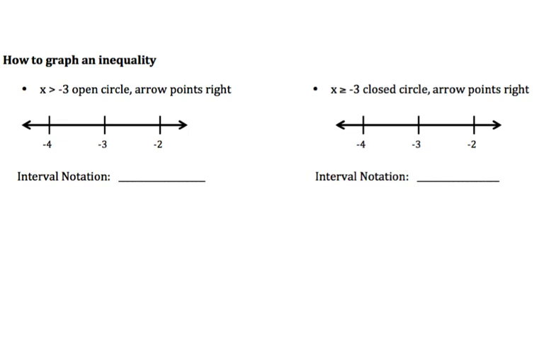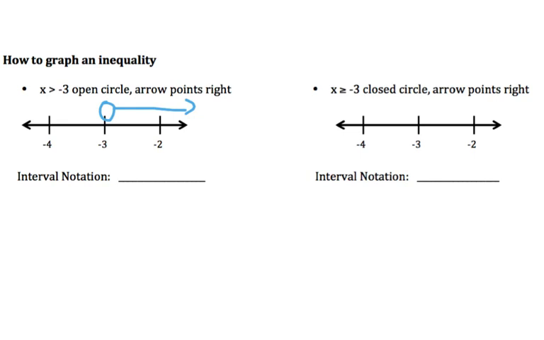Here we have x is greater than -3. That means we're going to have an open circle. So I do all of my work above the number line. I'm going to do an open circle at -3. The arrow is pointing right because x is greater than -3. So going to the right since it's greater than.